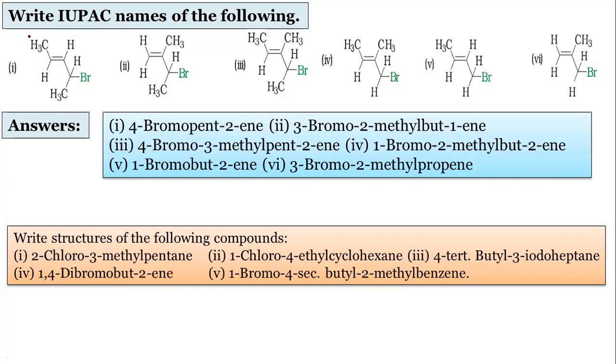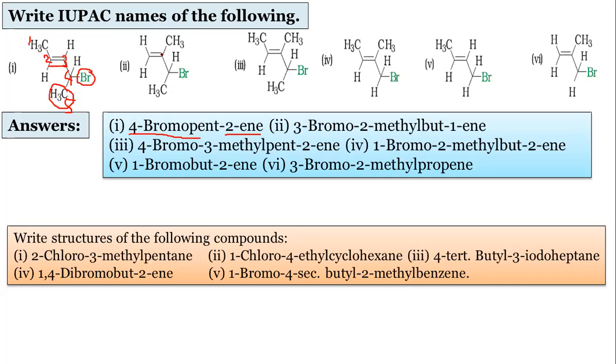See, this will be number 1, this will be number 2, this will be number 3, and this will be number 4. On the 4th carbon, one methyl group is there and bromine is also there. So the name will be 4-bromo, correct? Why is it pent? Because the total number of carbons in the parent chain is 5. And why is it 2-ene? On the second carbon, there is a carbon-carbon double bond. So the name is 4-bromo pent-2-ene.